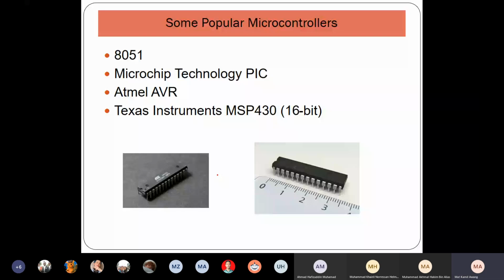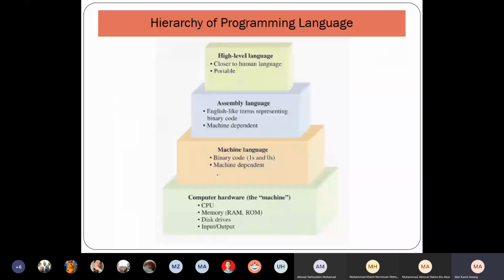That hardware will not be able to do anything without programming. So how do you program this thing? When we talk about programming, you need to know the hierarchy of programming languages. The high-level programming language is very close to human language. For example, Visual Basic, C++, Java.